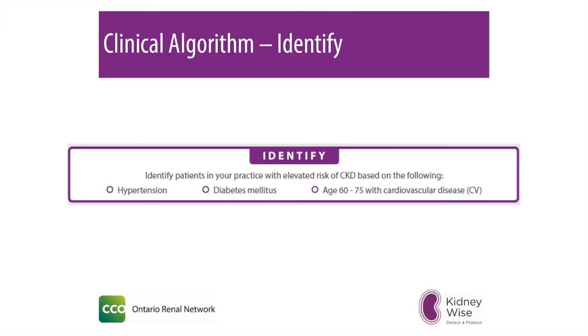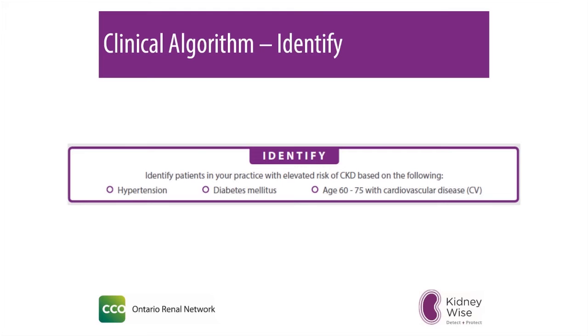There are 3 groups of patients that have been identified as being at elevated risk for chronic kidney disease. These three categories of patients are those with hypertension, those with diabetes, and patients aged 60 to 75 years old with cardiovascular disease. That includes coronary artery disease, congestive heart failure, stroke, or peripheral vascular disease. Regardless of age, hypertension and diabetes are the most common risk factors for CKD. It is also important to note that the presence of cardiovascular disease alone without comorbid hypertension and/or diabetes is not only less common, but as an independent risk factor, it is not as significant a predictor of CKD.